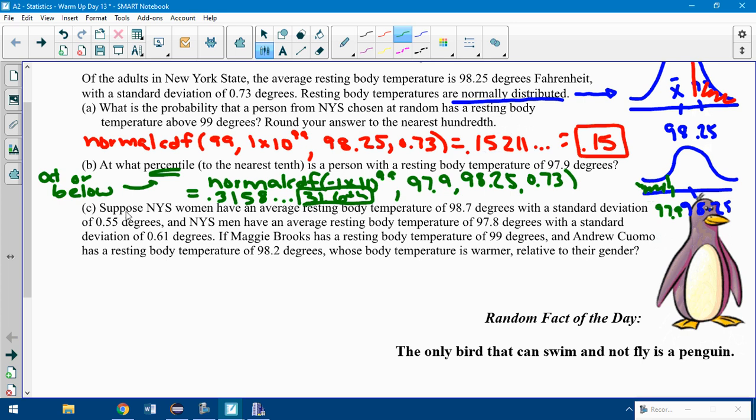C is where you would need z-scores. Suppose New York State women have an average resting body temperature of 98.7 degrees with a standard deviation of 0.55. New York State men have an average resting body temperature of 97.8 degrees with a standard deviation of 0.61. If Maggie Brooks has a resting body temperature of 99 degrees and Andrew Cuomo has a resting body temperature of 98.2, whose body temperature is actually warmer relative to their gender? So this is where you have to use z-scores because you have two subpopulations with different statistics. So compare z-scores.